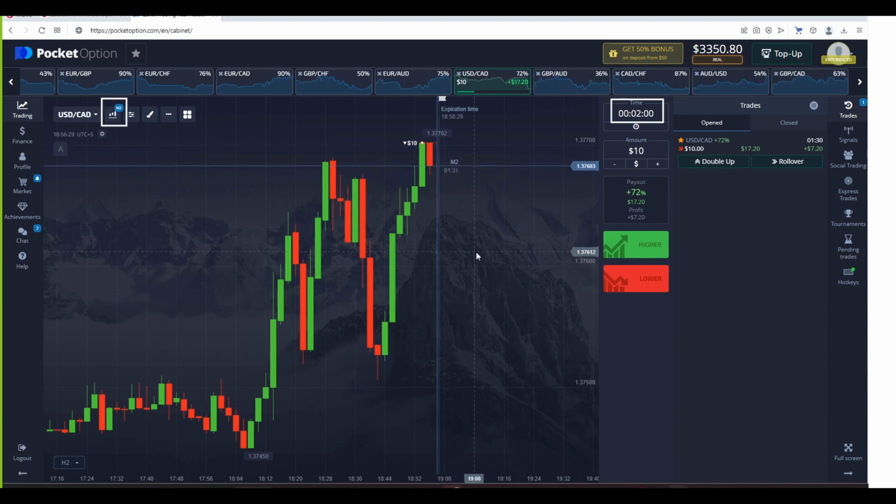Since the time frame of the price chart is 2 minutes, the trade expiration is also 2 minutes.